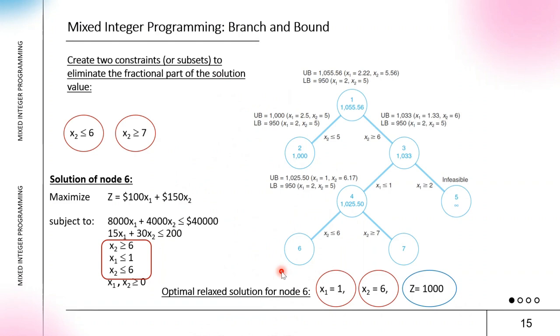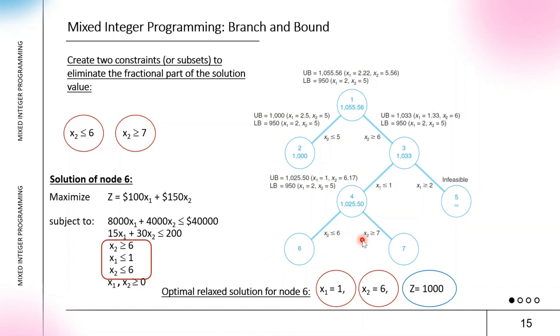To eliminate the fractional value of x2 at node 4, we branch again by defining two additional limitations. x2 must be lower than or equal to 6 and x2 must be greater than or equal to 7. Let's start with node 6, where we constrain x2 lower than or equal to 6.